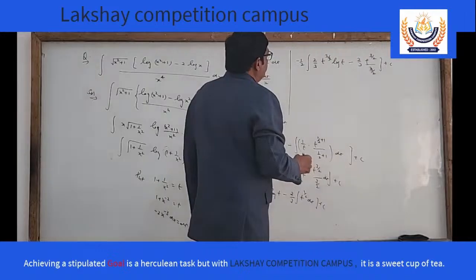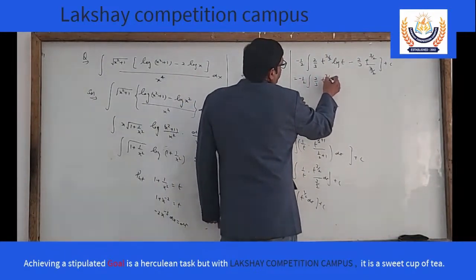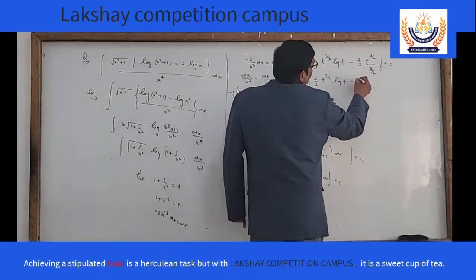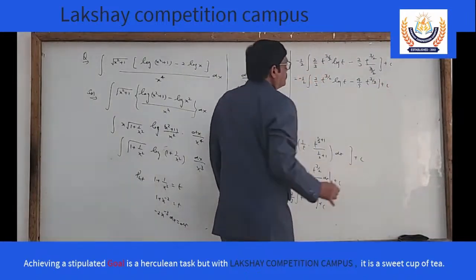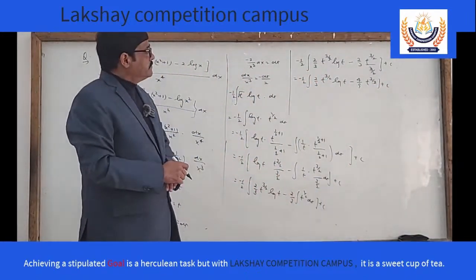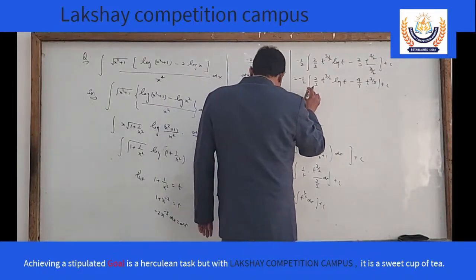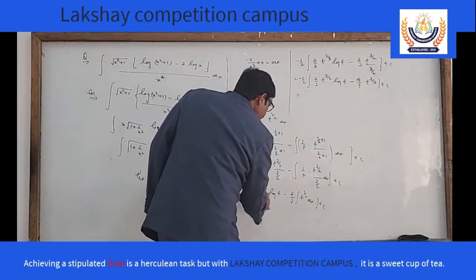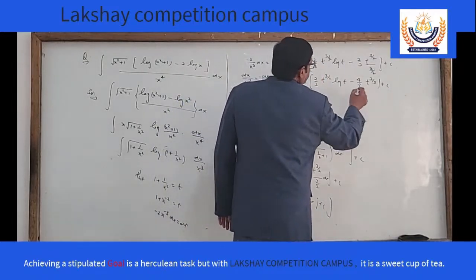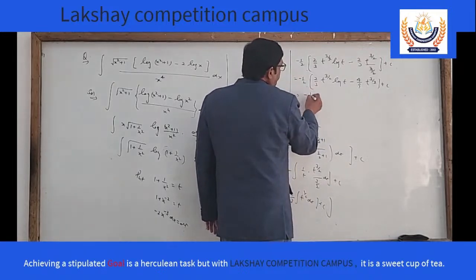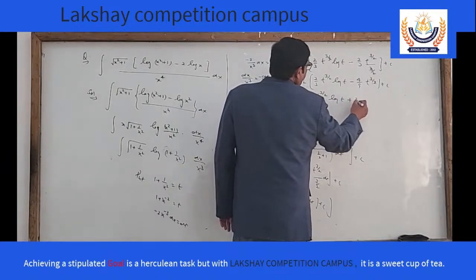So what we get here: minus 1 by 2, 2 by 3, t raised to power 3 by 2 log t minus 4 by 9, t raised to power 3 by 2, plus constant. Right? After it, you multiply by this one. So what do you find? Here, this is a closed bracket, sorry. Multiplied by minus 1 by 3, t raised to power 3 by 2 log t plus 2 by 9.